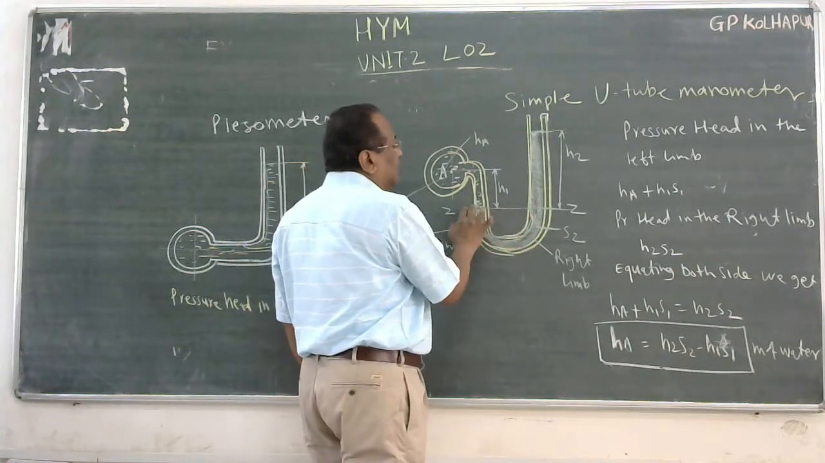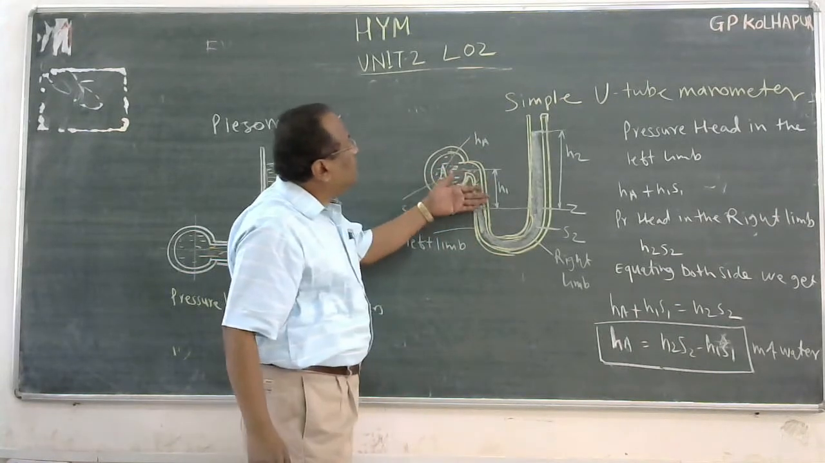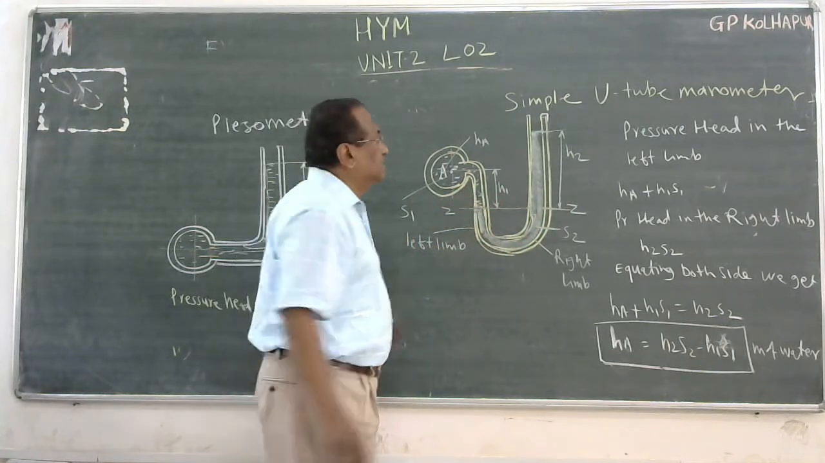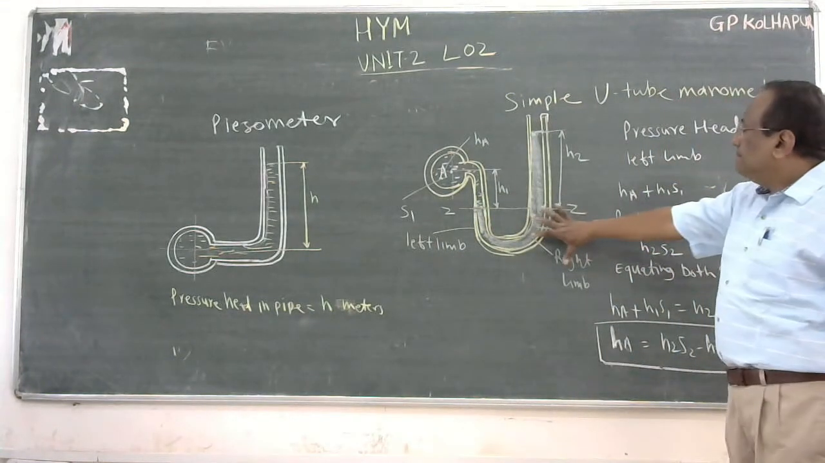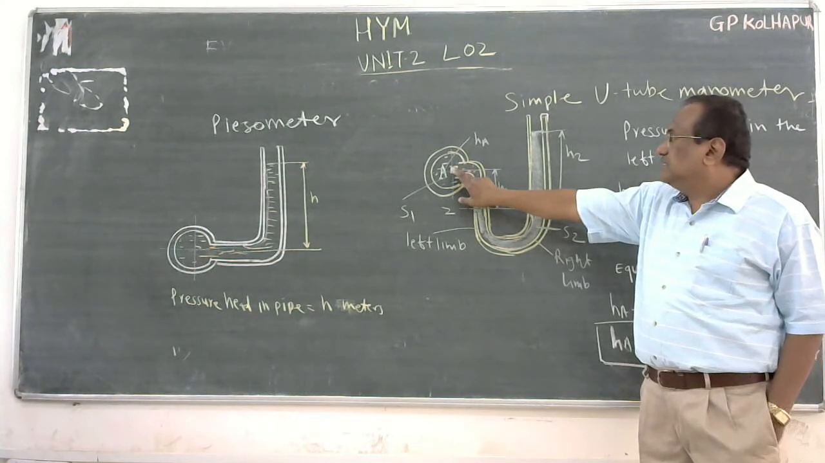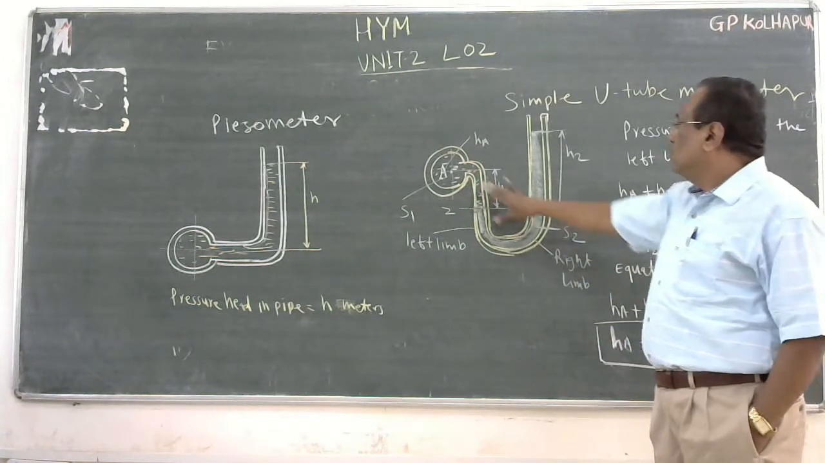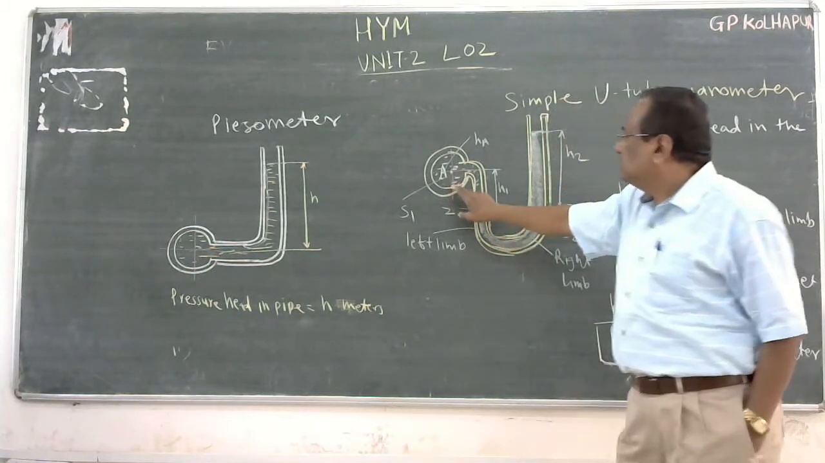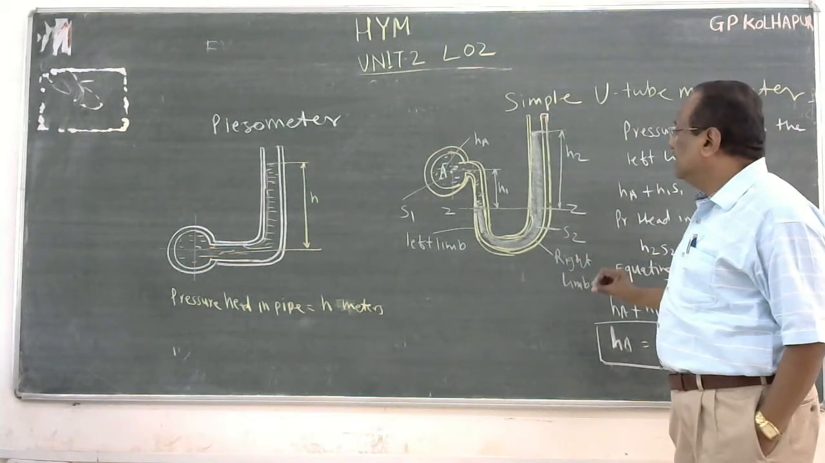This level is called the ZZ level. At this level, the pressures on the left side of the manometer and on the right side of the manometer are equal. Let us write the equation for this manometer. Let us assume that the liquid is having pressure head HA in terms of meters of water. And S1 be the specific gravity of the liquid which is flowing through the pipe, and S2 is the specific gravity of the mercury.